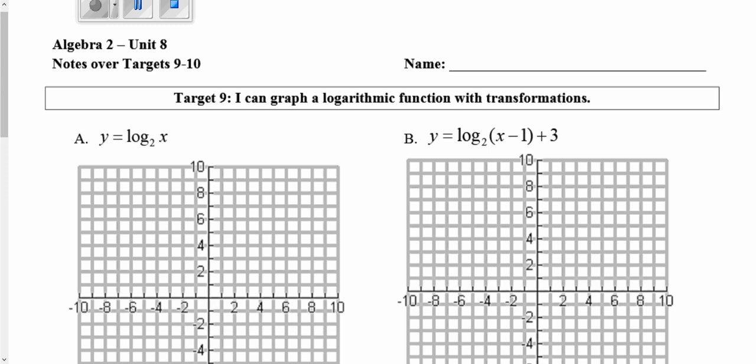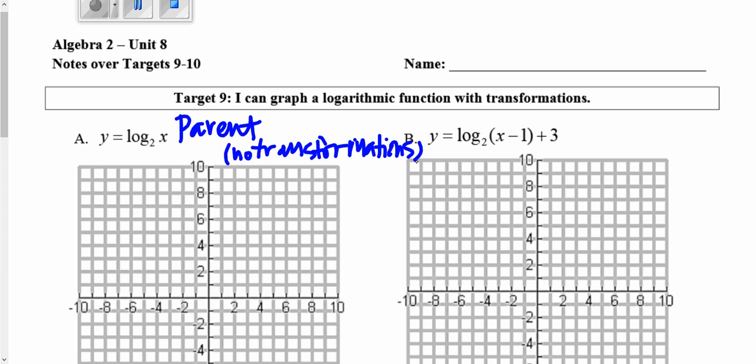Now, the exception for these logarithms is our first one, which is actually considered a parent function. It's considered a parent function because there are no transformations. When we get into B and C and then on the back, those will not be parent functions, just to give you a heads up.